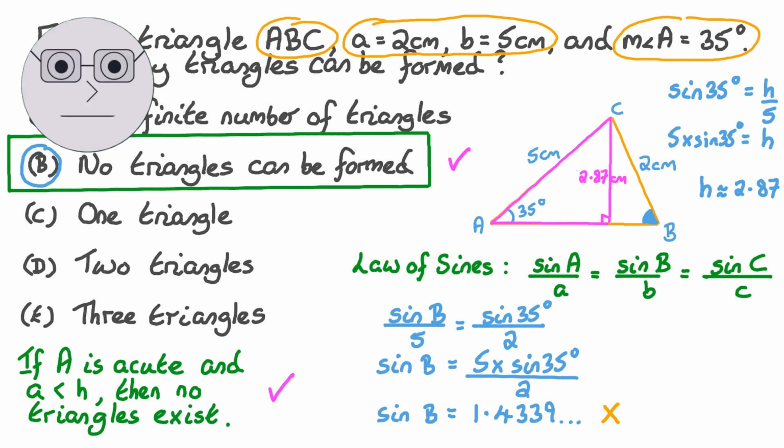The law of sines relates the ratios of the sides of a triangle to the sines of their opposite angles. Specifically, it states that a/sin A equals b/sin B equals c/sin C, where a, b, and c are the lengths of the sides of the triangle, and A, B, and C are the measures of the opposite angles.